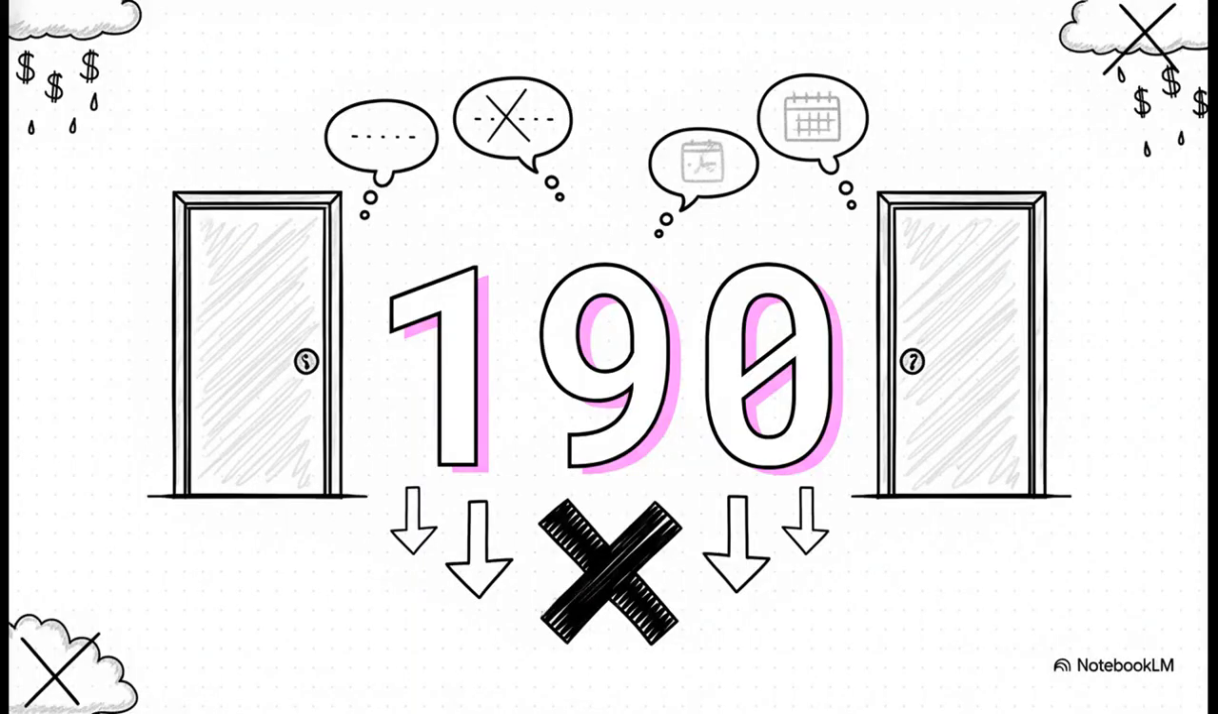And this number is the direct result of that failure to adapt. 190 empty rooms. Now, that is not just a number on a spreadsheet. That is a massive surplus. And in the hotel business, your inventory is brutally perishable. You can't sell last night's empty room tomorrow. The second that clock strikes midnight, the value of that room drops to zero, forever.